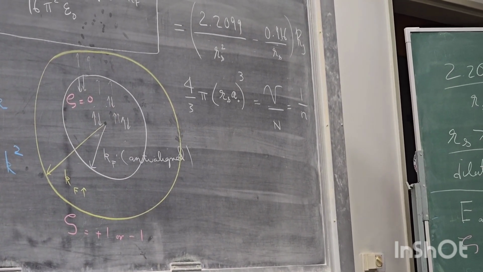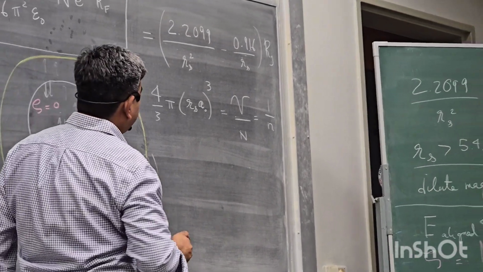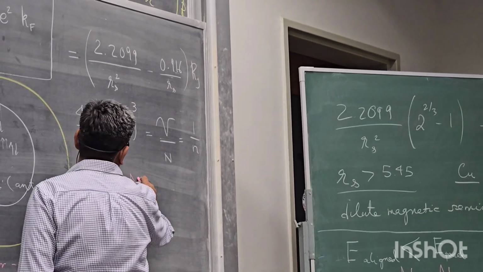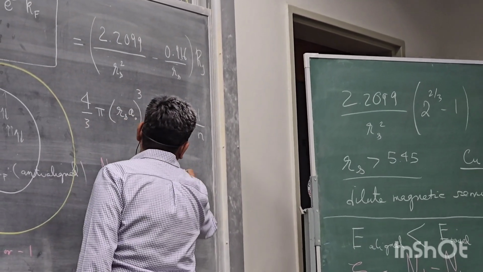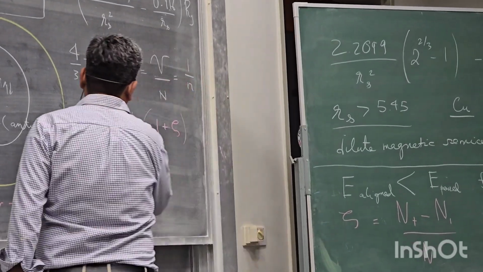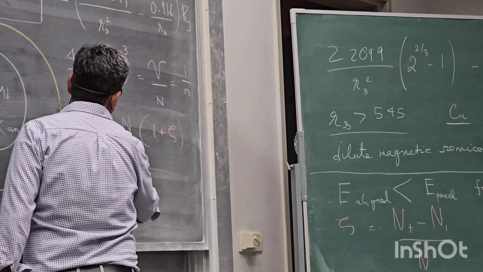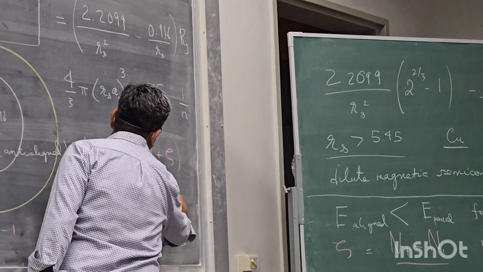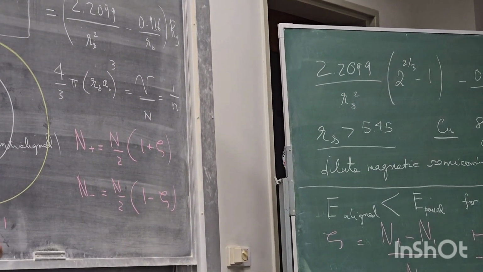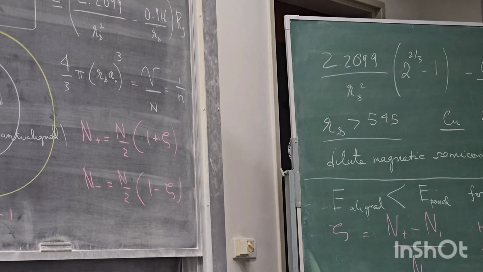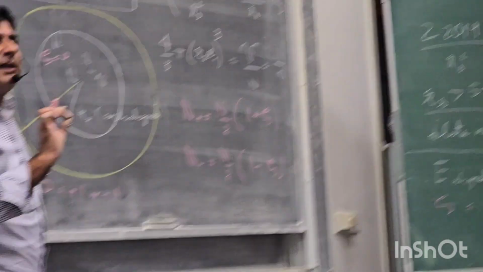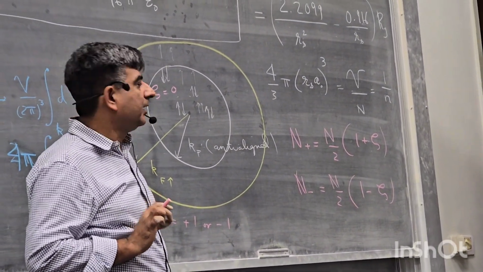So if you notice, my n plus is n by 2 times 1 plus zeta, right? I'm just rearranging this. My n minus is n over 2 times 1 minus zeta. Zeta is a kind of spin polarization parameter. So instead of writing n plus and n minus, I can specify the spin system in terms of n and zeta.